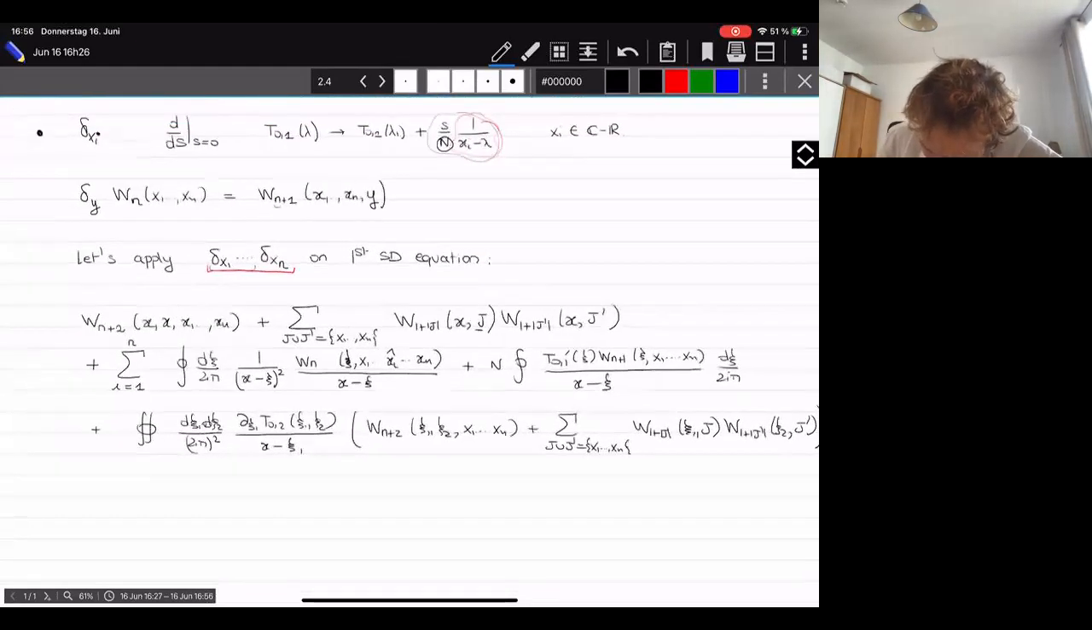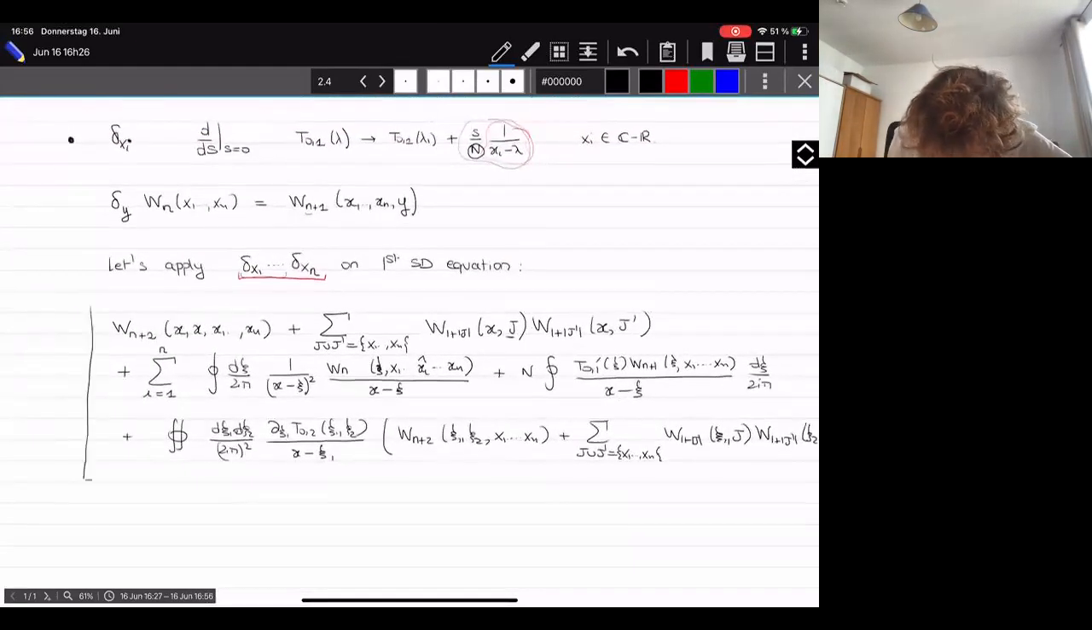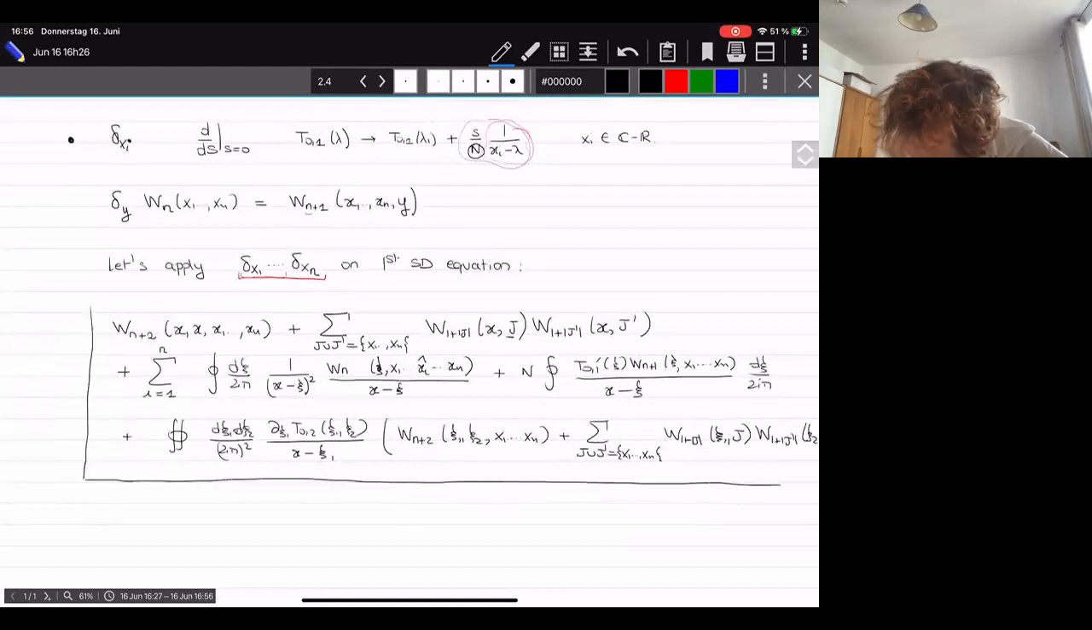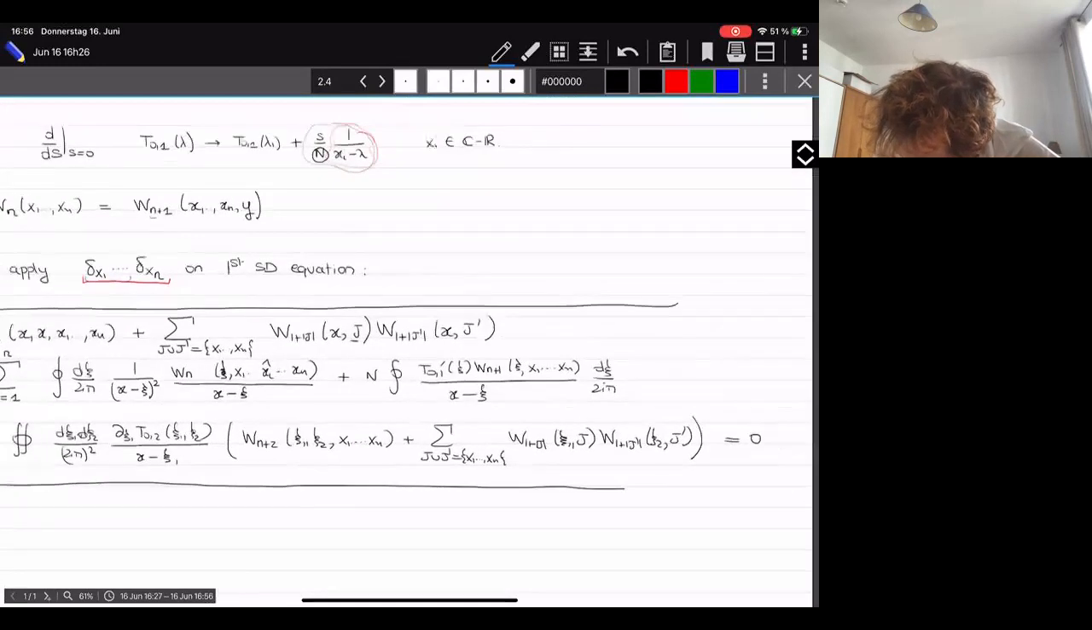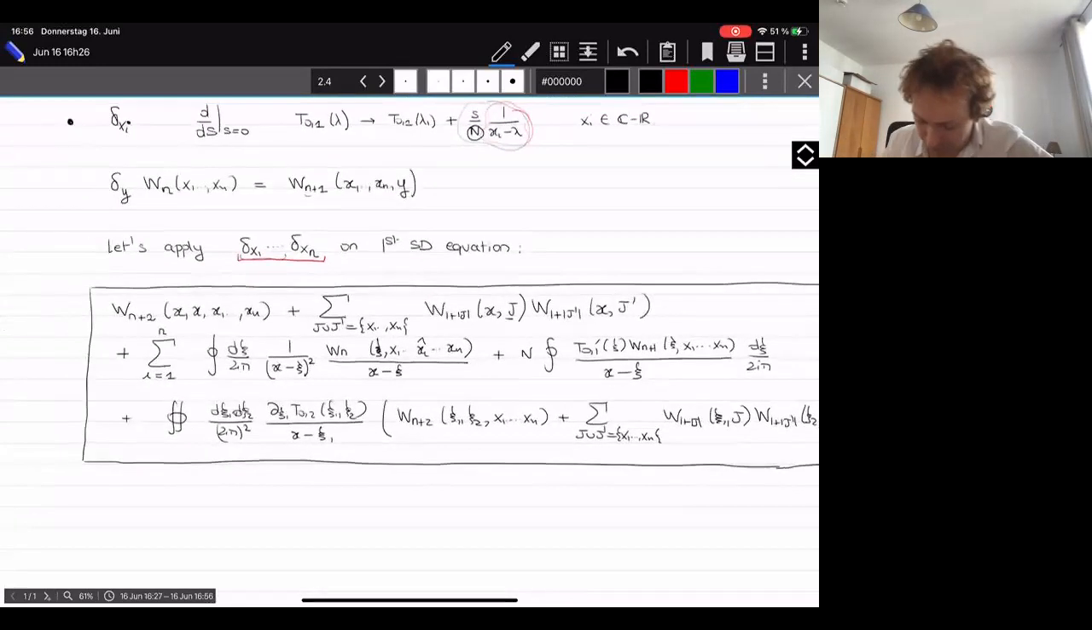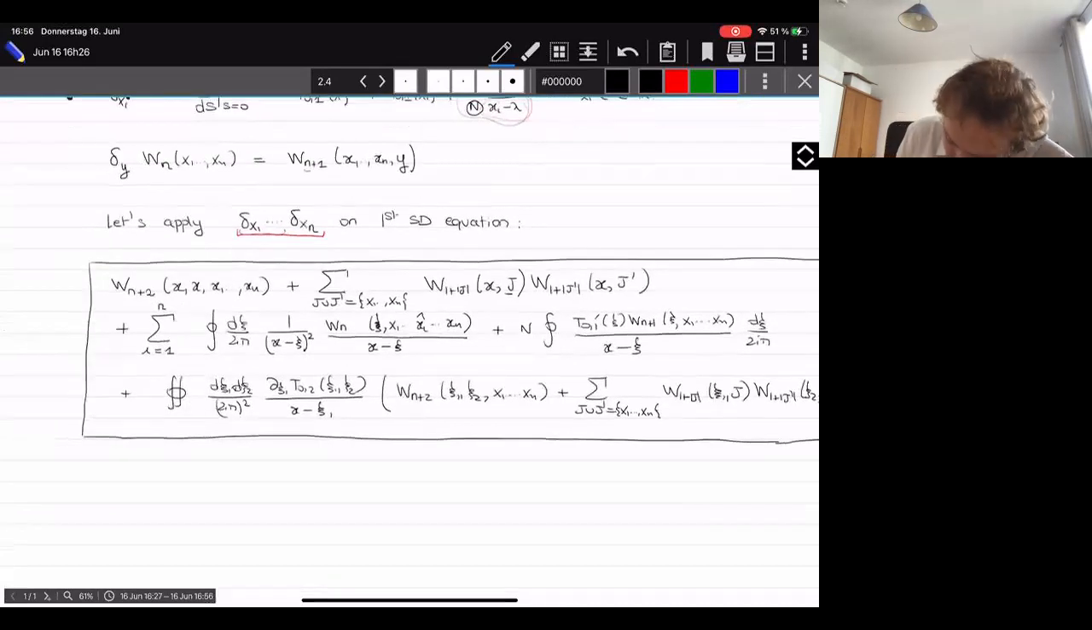Good, so it looks complicated. We're going to try to tame that a little, at least give the results of how it is tamed. So it's the nth Schwinger-Dyson equation.